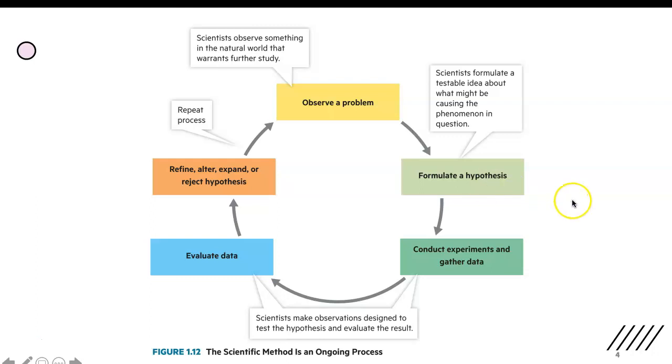For example, we see fish dying in the river. Our hypothesis would be they died because of the pollution, or they died because of the acid rain. They died because of the algae blooming. So there's different guesses. How do we know our guesses are true?